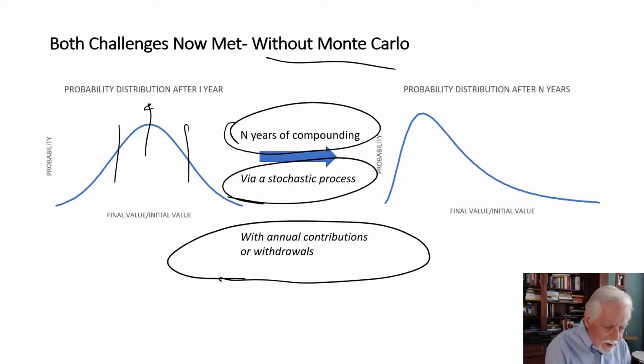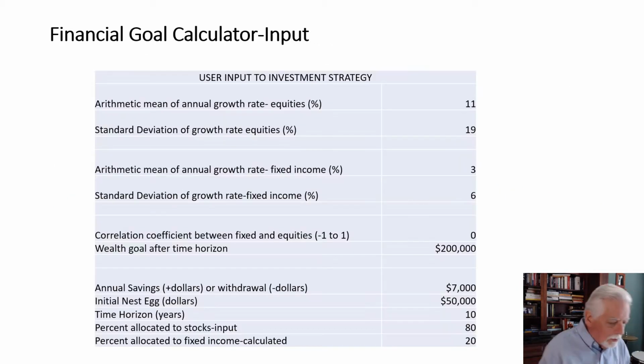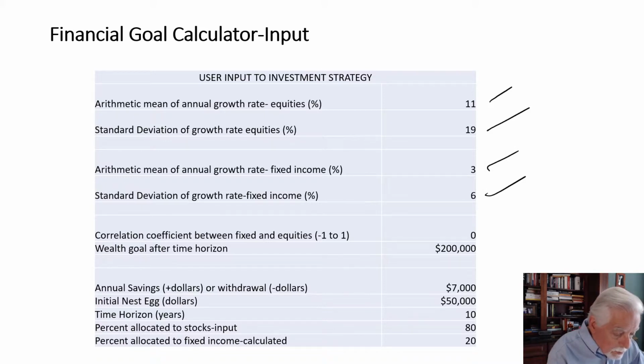So let's look at how this analysis can be used and implemented. You can put this closed solution into an Excel calculator, which I've done, and let's look at what some of these inputs to that calculator are. So we're going to have the arithmetic mean of the annual growth rate in equities and its standard deviation, maybe 11 and 19. Fixed income, maybe 3%, standard deviation of 6. Correlation coefficient between the two from -1 to 1. Let's just say it's 0 here.